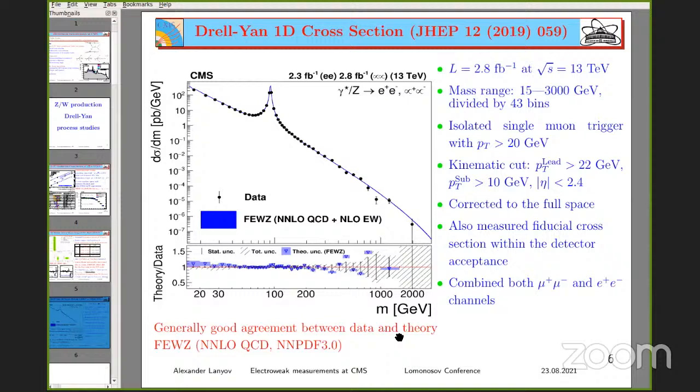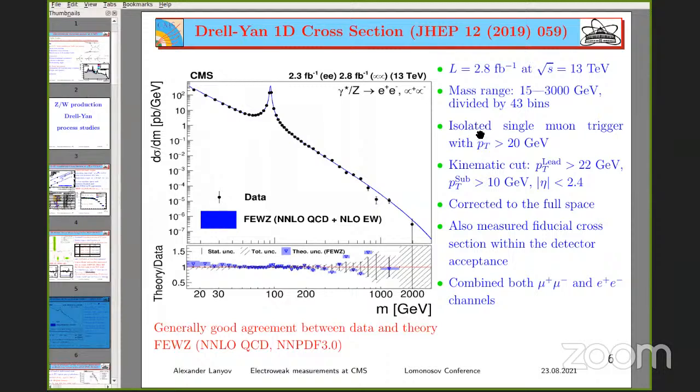Okay, next I continue with the Drell-Yan cross section. Here for this paper we used 2.8 inverse femtobarns at 13 TeV. It was done at the beginning of the run, and now it is being analyzed for the whole Run 2. And for this study we used a mass range between 15 and 3000 GeV divided into 43 bins.